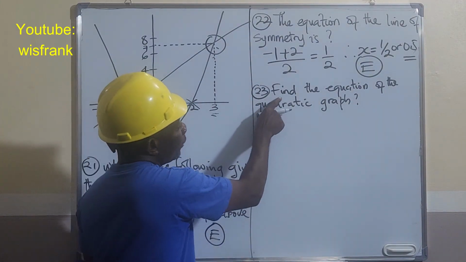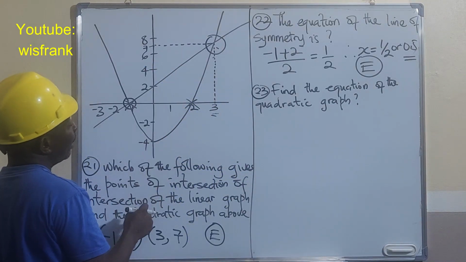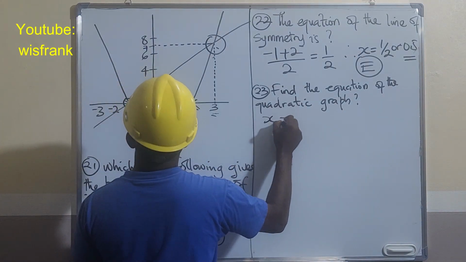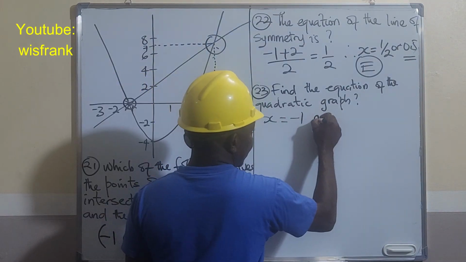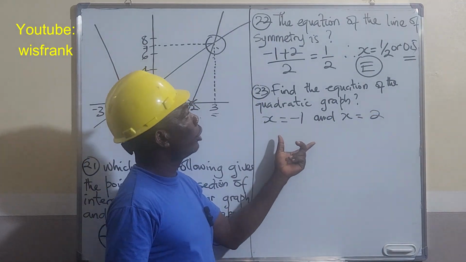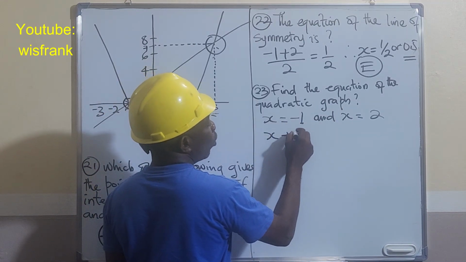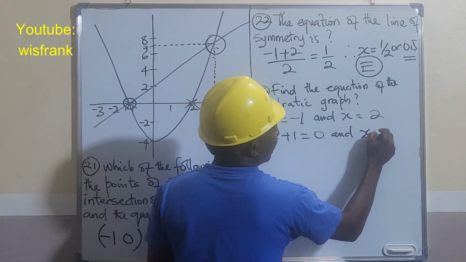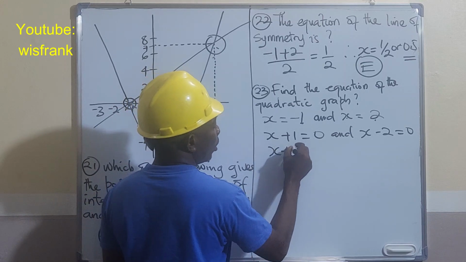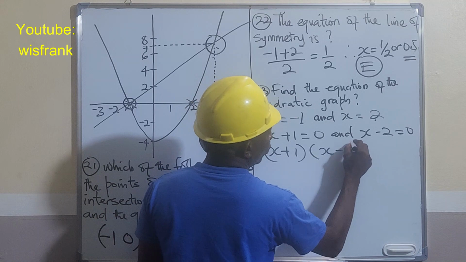Question 23 says, find the equation of the quadratic graph. The equation of this quadratic graph comes from where it cuts the x-axis, so x equals -1, as we said, and x equals 2. We use these two roots to find the equation. Here, -1 transposes to the other side, giving x plus 1 equals 0, and x minus 2 equals 0. We multiply the two sets: x plus 1 times x minus 2 equals 0.